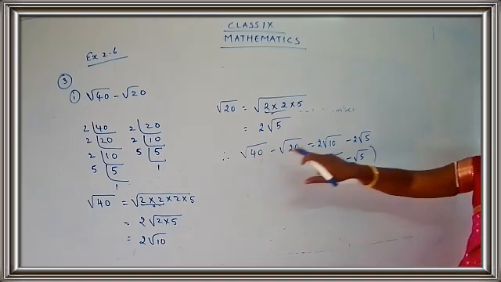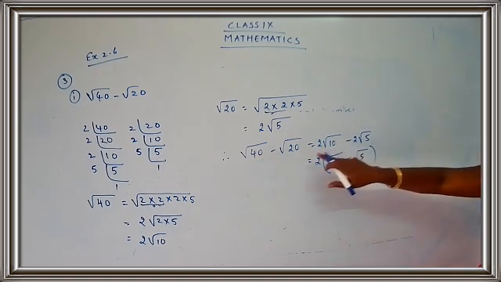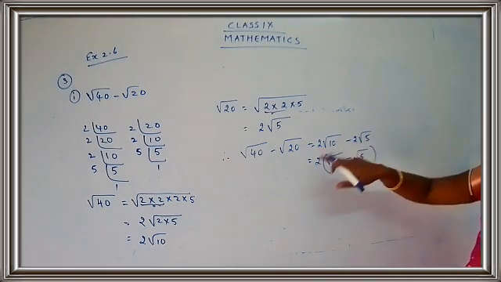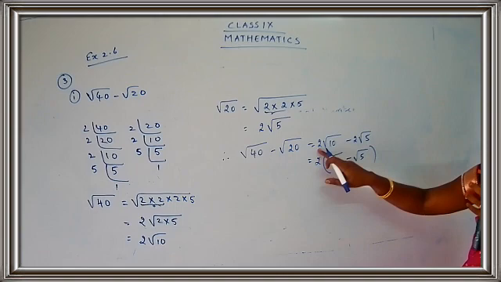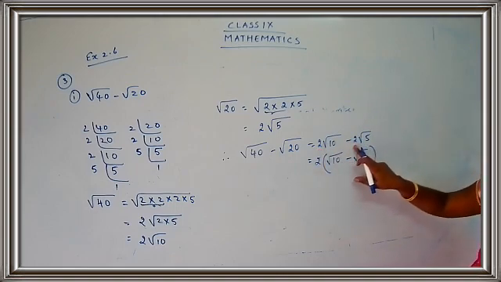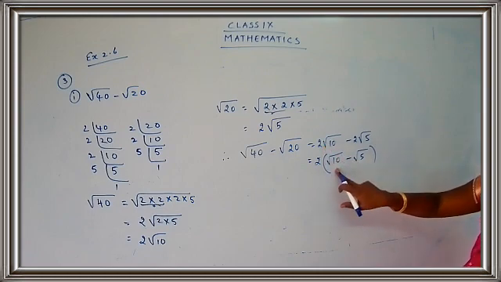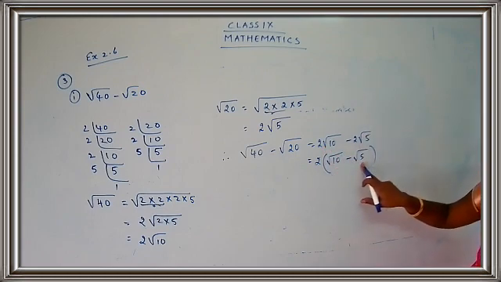Root 40 is 2 into root 10. What is root 20? 2 into root 5. Now here, what can be taken common? 2 is present here. Again 2 is present here. So I am going to take 2 common. So what is left here? Root 10 is left here. What is left here? Root 5 is left here.